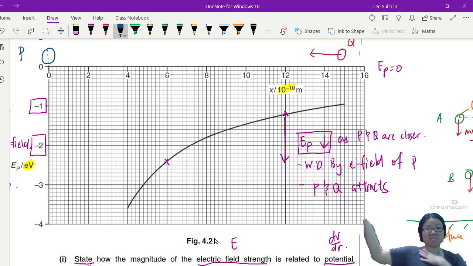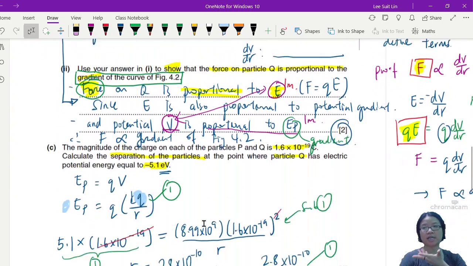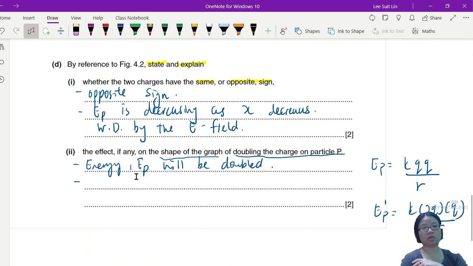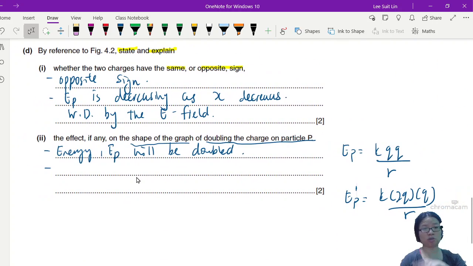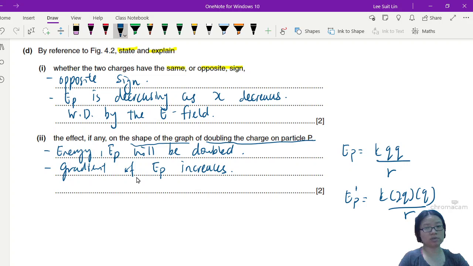So the graph becomes steeper. All right, so you can say that the gradient of the graph will increase. They want the shape of the graph. When you describe shape, either it will keep the same shape or it doesn't keep the same shape, or it will be reflected. All of these terms are used to describe changes in a graph. But in this case, it's pretty straightforward. You could say that the gradient of EP increases, not double, just increases. Okay, increase by how much, you need to calculate. Alright, increases, or you could say that the graph in figure 4.2 is steeper.